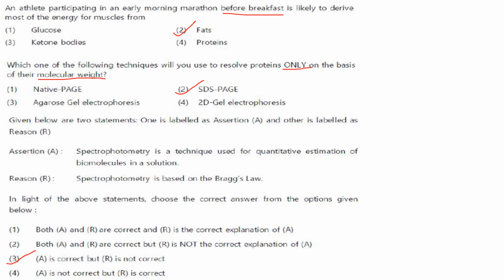Given below are two statements. One is labeled as assertion A and the other is labeled as reason R. Assertion: Spectrophotometry is a technique used for quantitative estimation of biomolecules in solution. Reason: Spectrophotometry is based on the Bragg's law. So the first statement, that spectrophotometry is a technique used for quantitative estimation of biomolecules in solution, is correct. You estimate various biomolecules like proteins, carbohydrates, DNA, RNA, etc. by spectrophotometry. But it is not based on Bragg's law, it is based on Beer-Lambert law. So A is correct, but R is not correct. Answer is option 3.